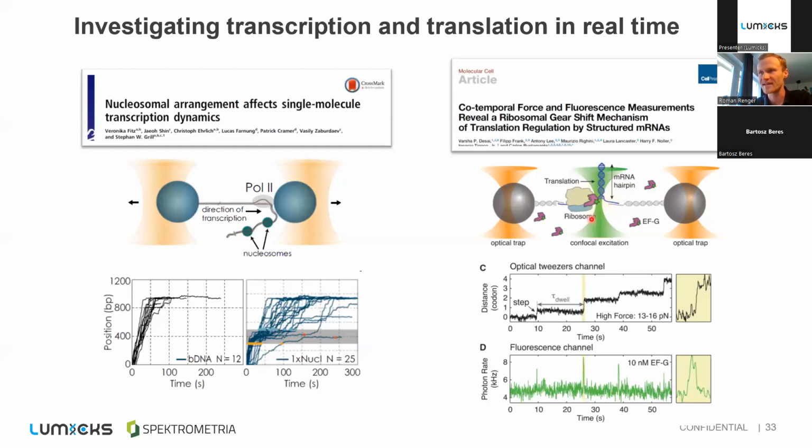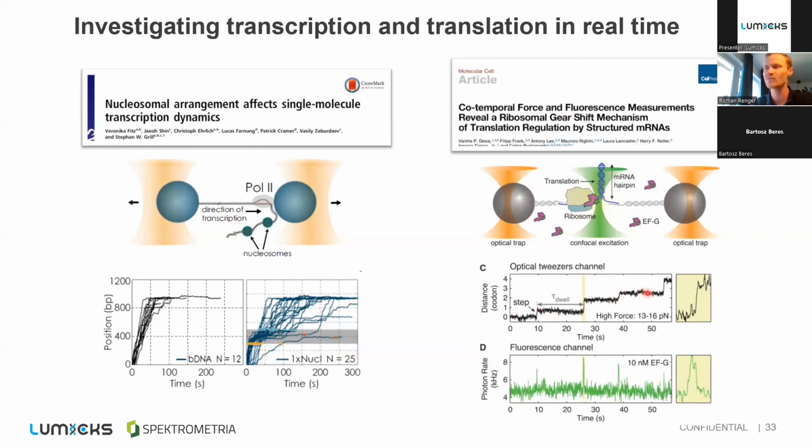So they were scanning with a fluorescence laser this region where the ribosome was attached. And this EFG was actually labeled fluorescently. So whenever the EFG is bound to the ribosome, you should see a signal. And this is exactly what they saw. First of all, by monitoring the distance between the two beads, they saw that this ribosome is opening up the RNA hairpin in a stepwise manner.